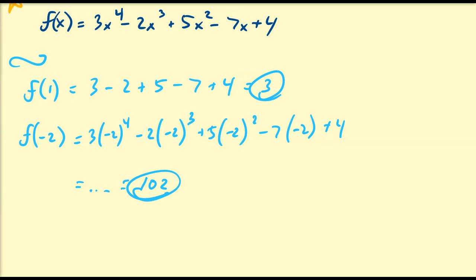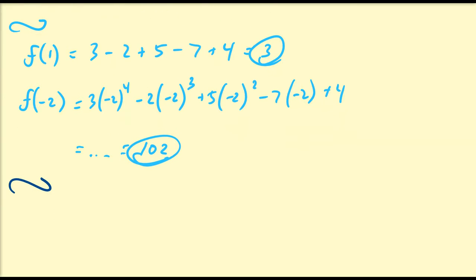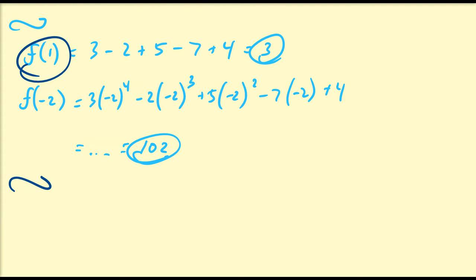But it's possible, even for the most brilliant minds, that you might come up with an error due to some negative issues. Or maybe you might transcribe the problem wrong. So let's see how we can use synthetic division to evaluate these things. Let's start by focusing on f of 1.